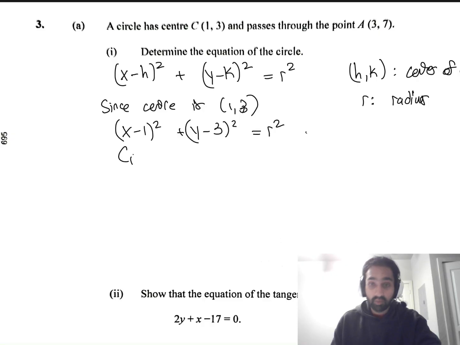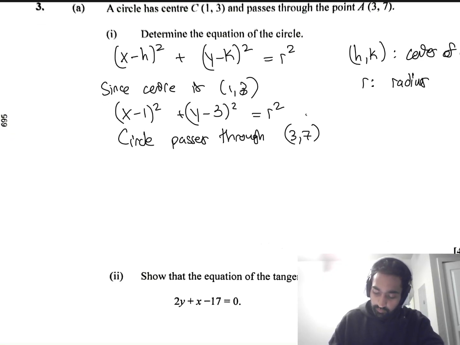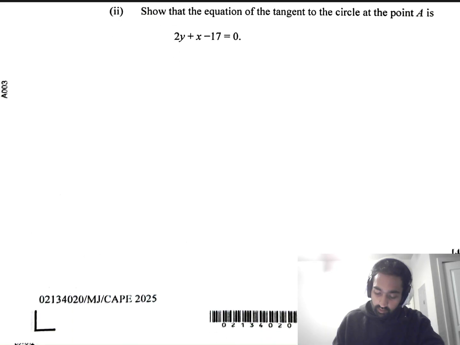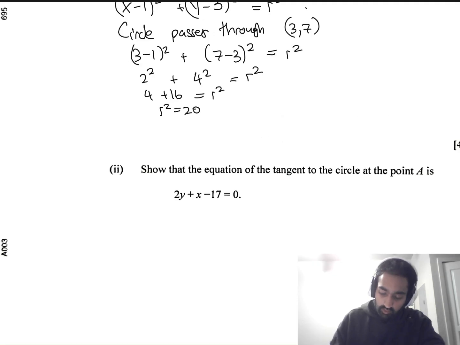Now how do I find r squared? Well, I know the circle passes through (3, 7). So if I put x equal 3 and y equals 7, the equation holds. So then that means (3 minus 1) squared plus (7 minus 3) squared is equal to r squared. 3 minus 1 is 2, so this is 2 squared. And then 7 minus 3 is 4, 4 squared is equal to r squared. And then that means 4 plus 16 is equal to r squared. So r squared is equal to 20.